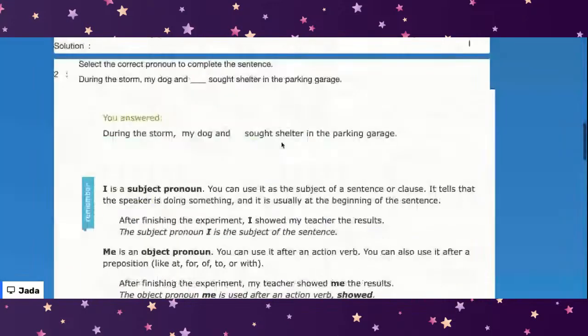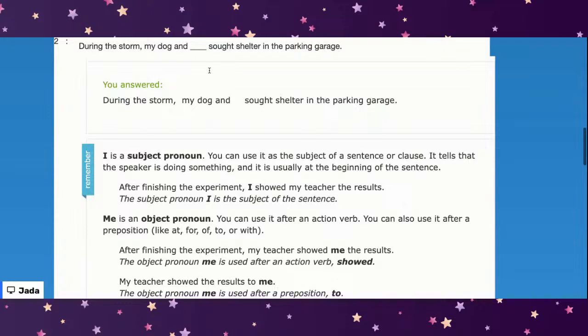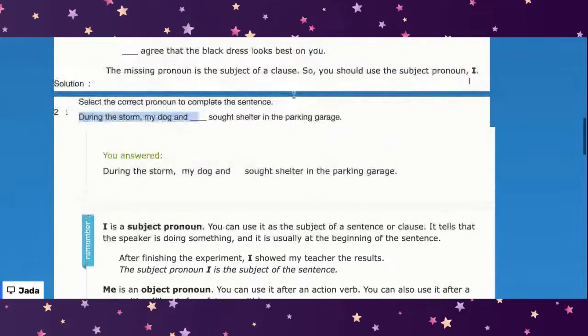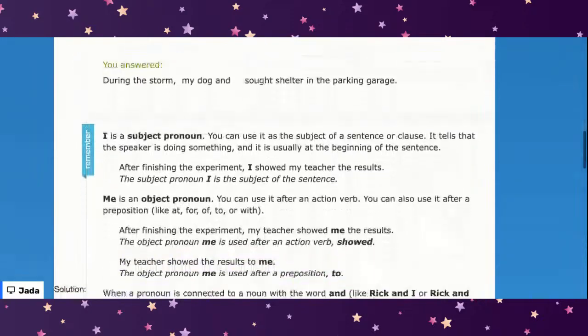During the storm, my dog and Dash sought shelter in the parking garage. So, is it my dog and I? You can say my dog and I, because if you take away the dog, it would be "I sought shelter in the parking garage."